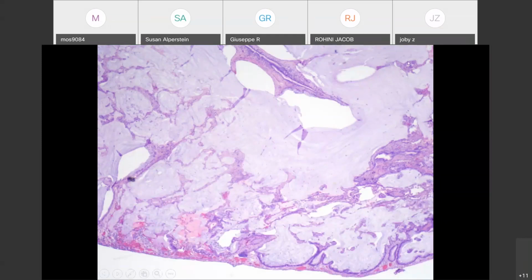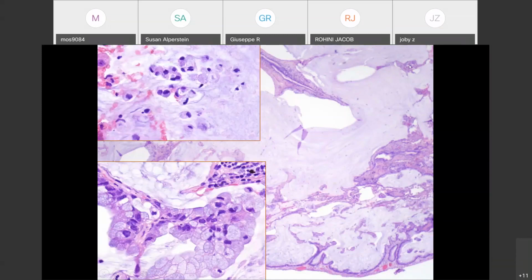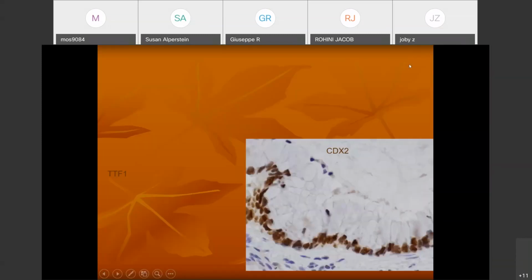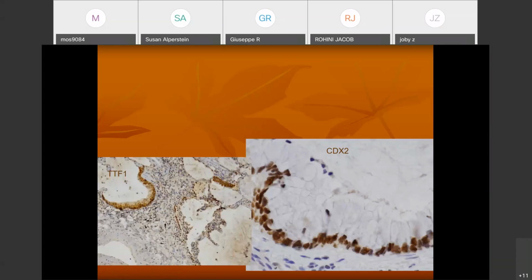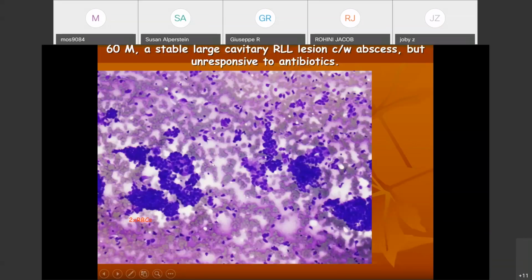The thing with mucinous adenocarcinoma of the lung is part of it is CDX2 positive, but it's not colon. Co-expression of TTF1 and CDX2 is well known. So, invasive mucinous adenocarcinoma, blah, blah. It's a stable, large lesion.